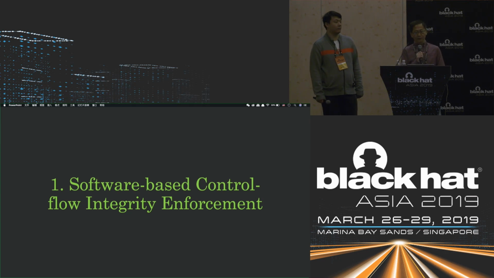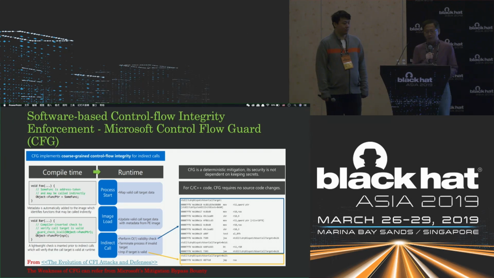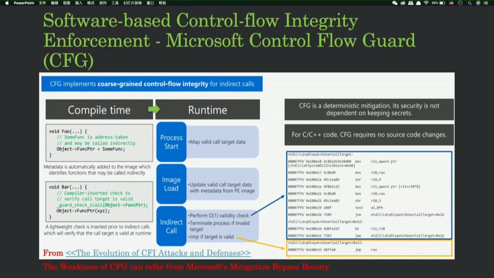First of all, let's talk about the software-based solution, the software-based control flow integrity enforcement. We know if we want to attack the control flow, there are two ways to do it. From the front edge, when any indirect call is made, if we can control the target address, then we'll be able to change the call flow so that this call will land on the target address that we provide. This is the front edge.